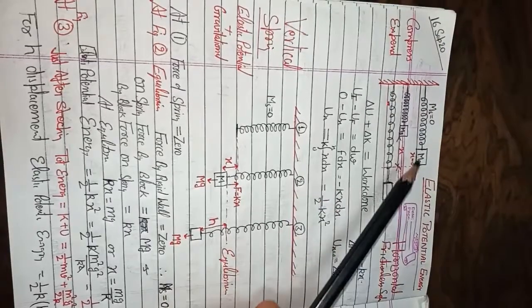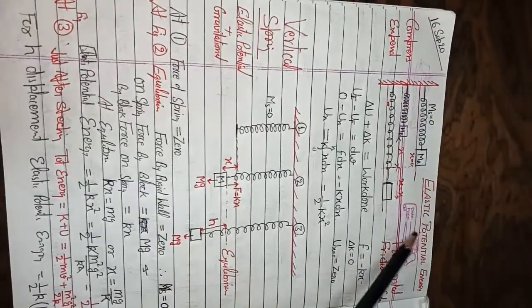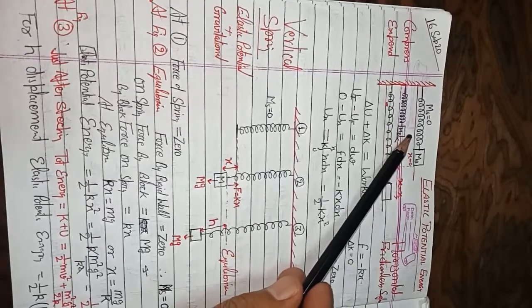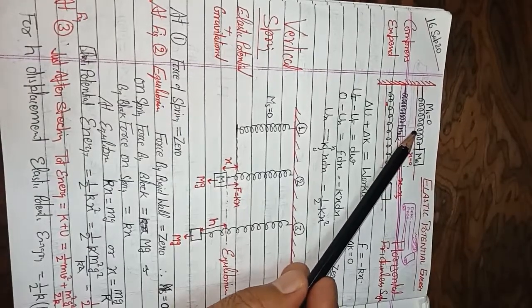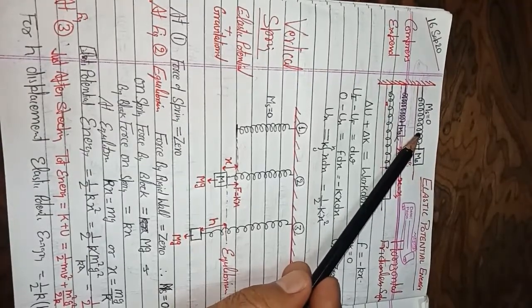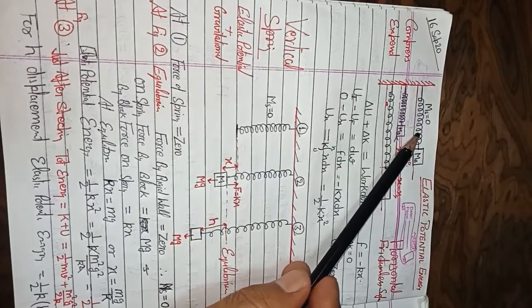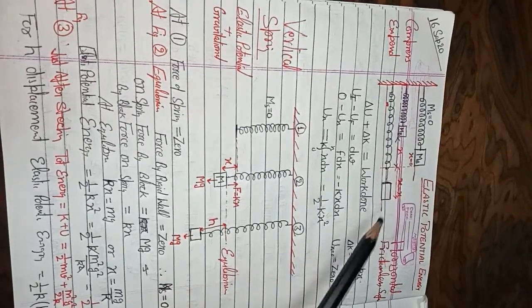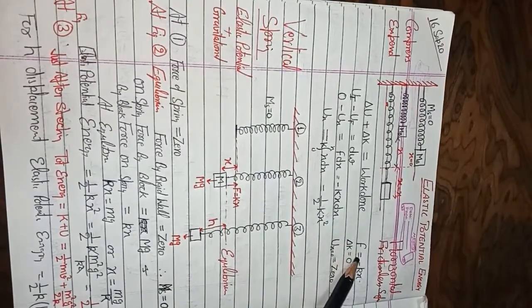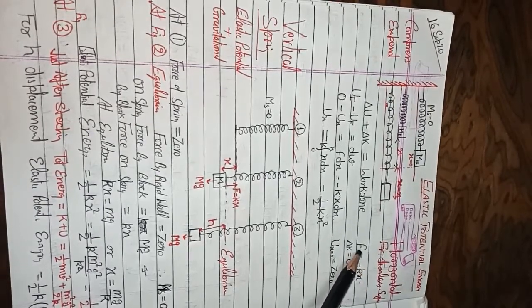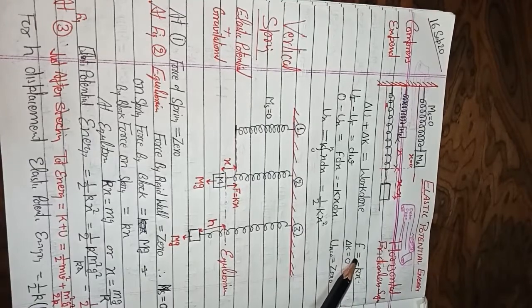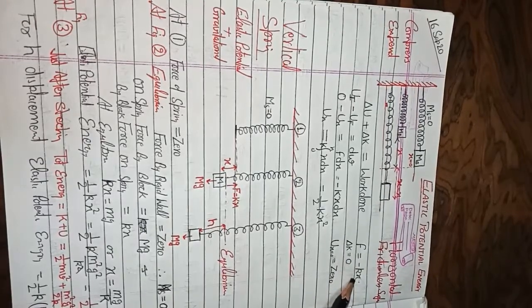Good morning, dear student. Today we have to study the elastic potential energy of a spring. The spring always has a spring constant and follows Hooke's law. According to Hooke's law, F is directly proportional to the negative of displacement. It means the restoring force is always equal to minus k into x.